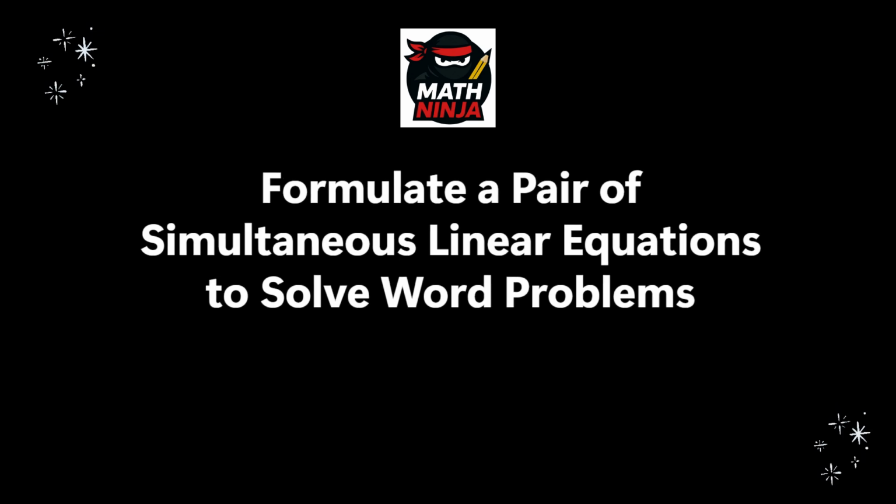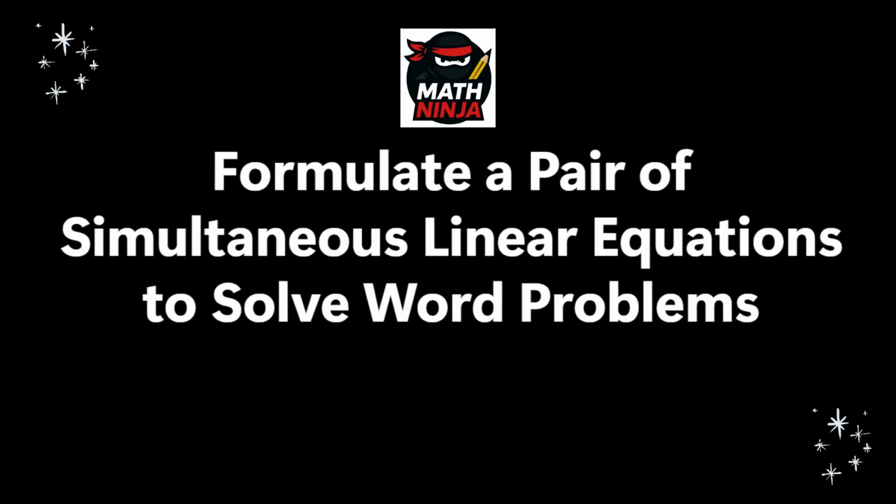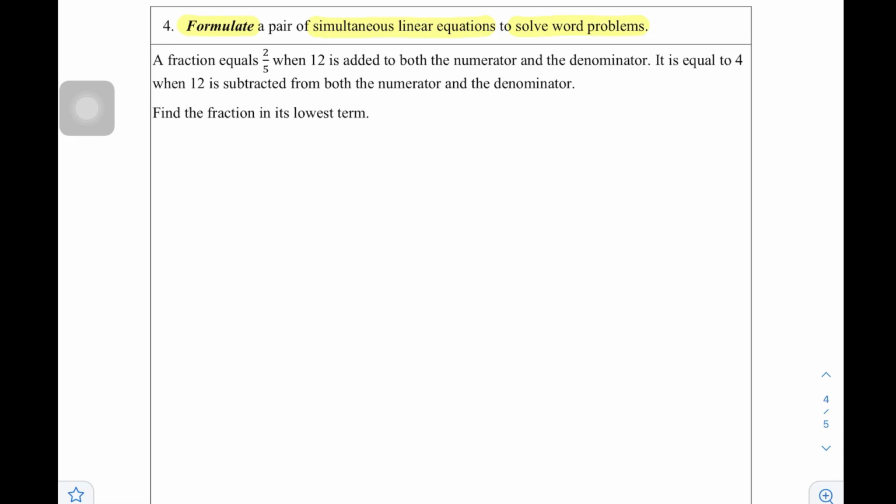In this video, we are going to learn how we can formulate a pair of simultaneous linear equations to help us solve word problems. Okay, so let's read this word problem to understand it. It says that there is a fraction, and this fraction will be equal to 2/5 when we add 12 to both the numerator and the denominator, and the fraction will be equal to 4 when we subtract 12 from both the numerator and the denominator. So there's two pieces of information here, and the question is asking us also to find the fraction in its lowest terms.